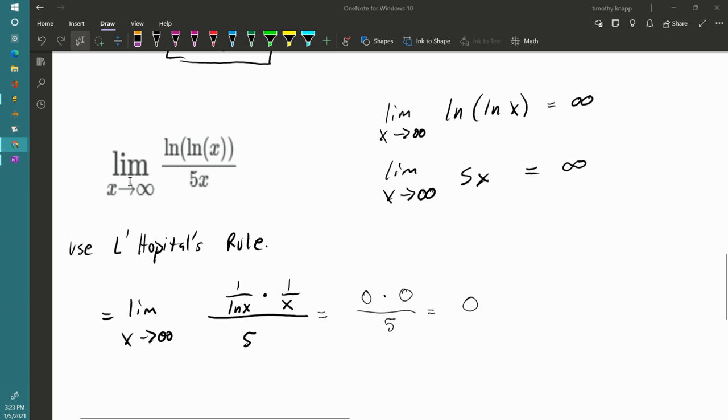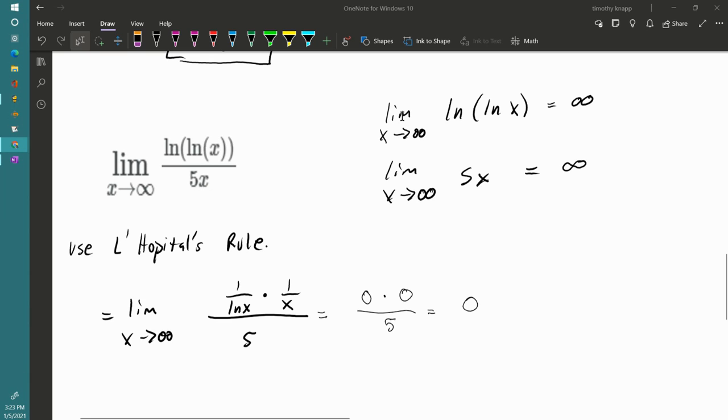I'm just doing another L'Hopital limit here. This is the limit as x approaches infinity of the natural log of x over 5x. And so what we're going to want to do is notice that both the numerator and the denominator limit to infinity, right?